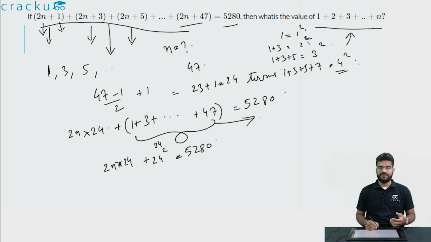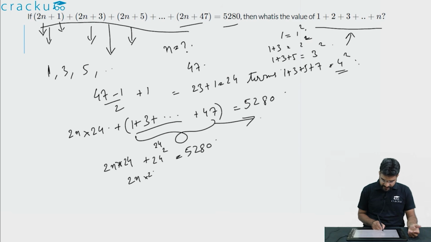Knowing this shortcut is not the only way to solve it. You can solve it by doing the sum of the arithmetic progression, where the first term is 1 and the common difference is 2 and the number of terms is 24. Either way, you are going to get the same answer, which is 24 square. So in this case, you can simplify this: 2n into 24 plus 24 square, which is 576, is equal to 5280, or 48n is equal to 4704, or n is equal to 98.